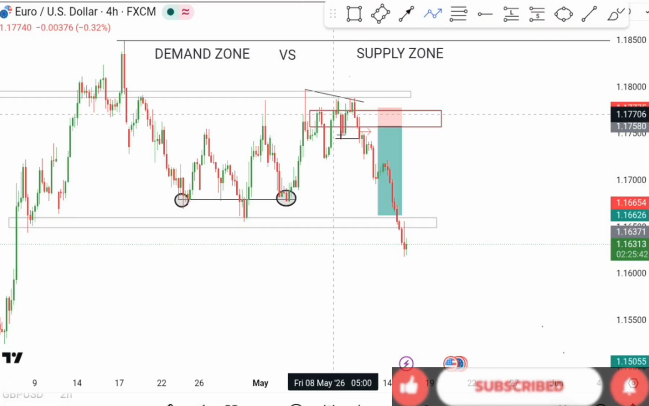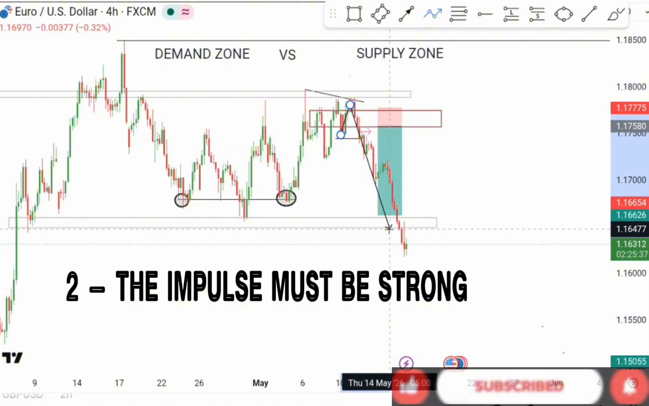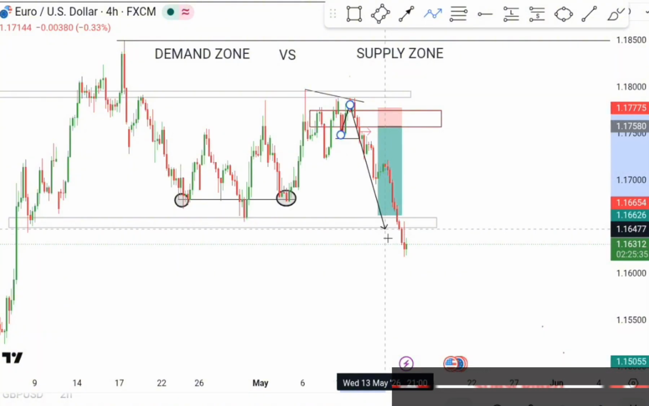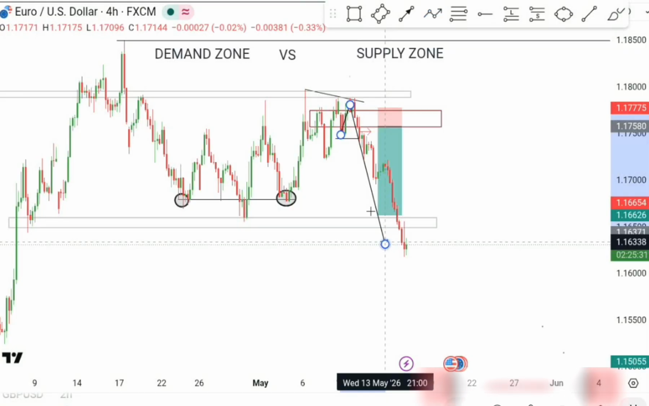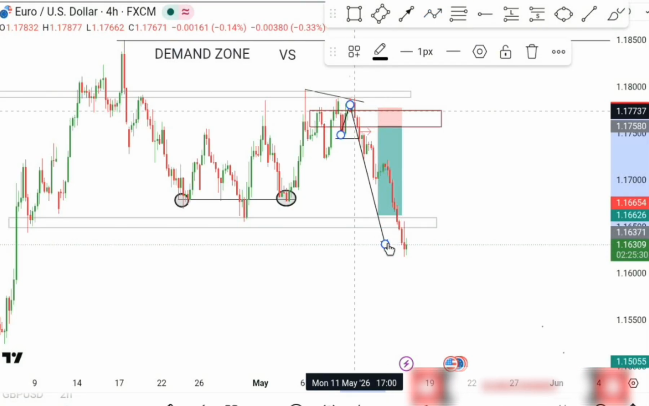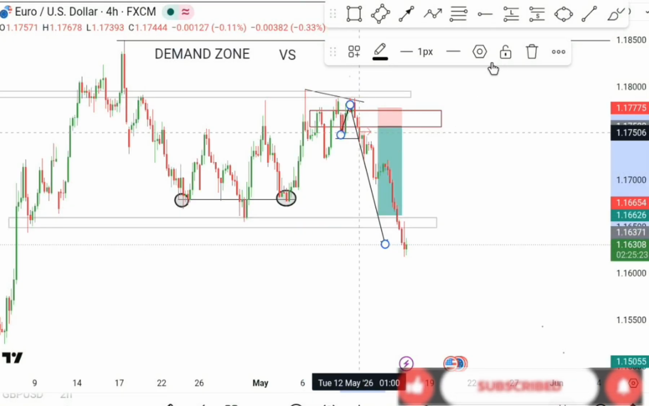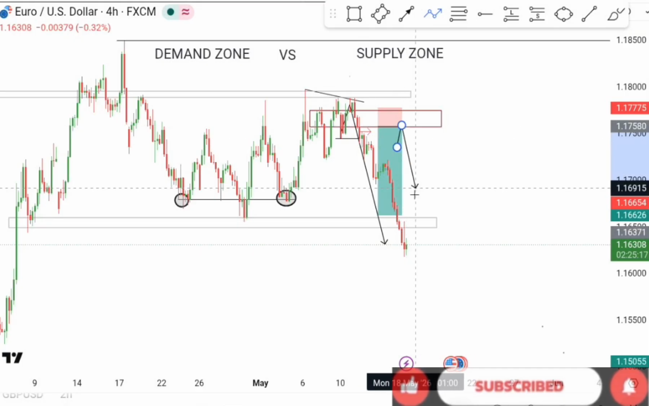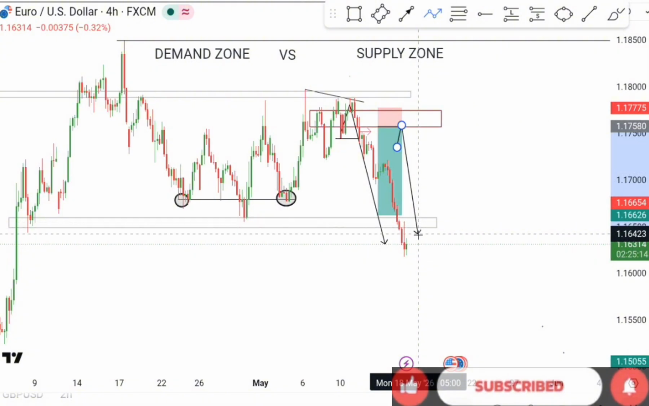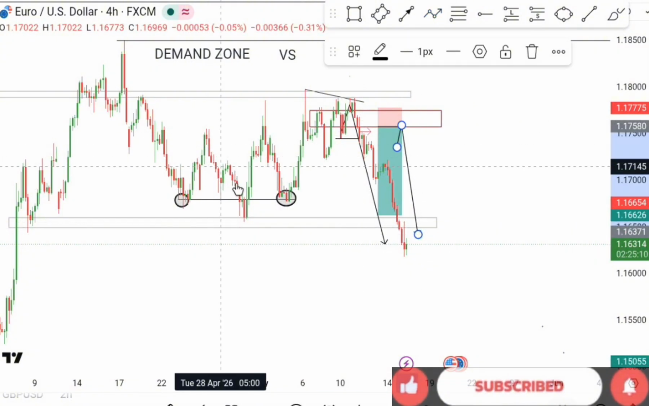Number 2, the impulse move must be stronger. The move away from the base must be explosive. You must see large candles, strong momentum and little hesitation. Like, you will not even hesitate to click your sell or buy.